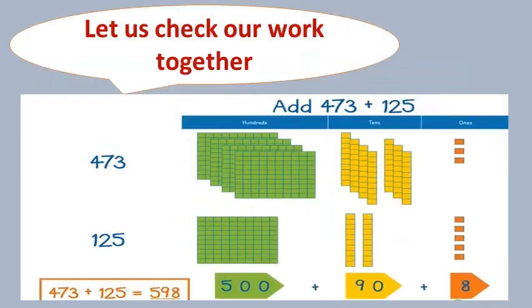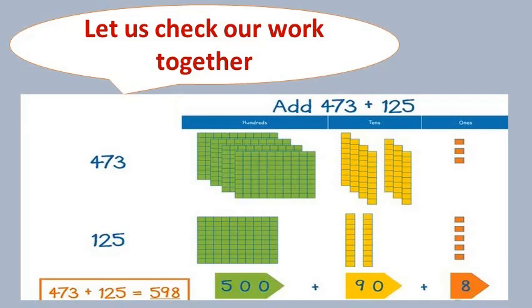Wow, I'm sure most of you have found the answer. But let's check our work together. I had 2 numbers, 2 addends, 473 and 125. We want to add them, right? So we modeled them or we drew them. And now let's add. Where should I start to add from? From hundreds or from ones?